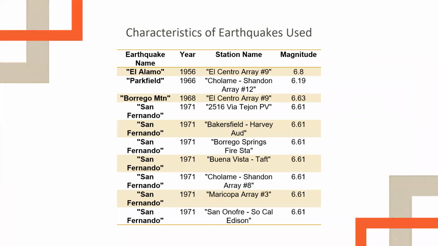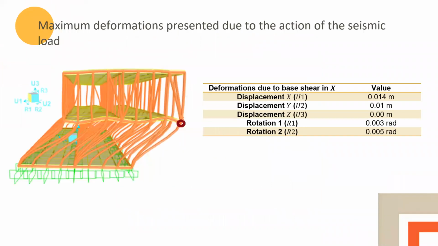Then we performed a time history analysis with different earthquakes in order to check if it will fulfill the dynamic response, in terms of the seismic analysis. And we found a maximum deformation of around 0.01 meters. So it fulfilled the code, the NEC, that is the Ecuadorian regulations.